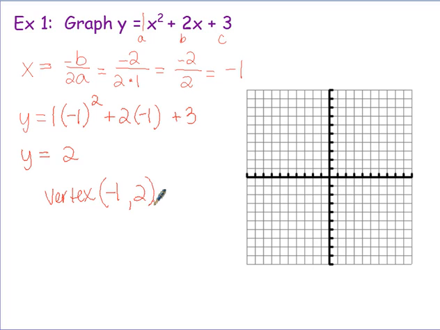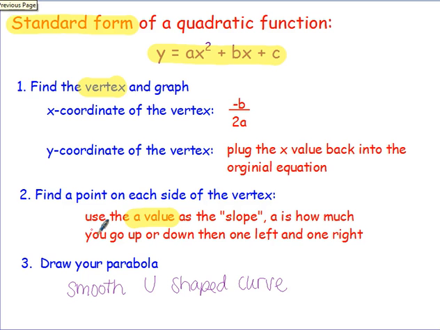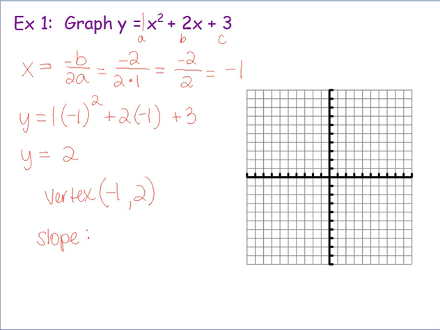The only other thing we need is what we call the slope. Remember, back here it says A is always how much you go up or down, then you always go one left and one right. So our slope, the A value, is 1. So our slope is going to be 1 over 1. So now that we have this important information right here, we're going to graph it. Start with your vertex. Left 1, up 2.